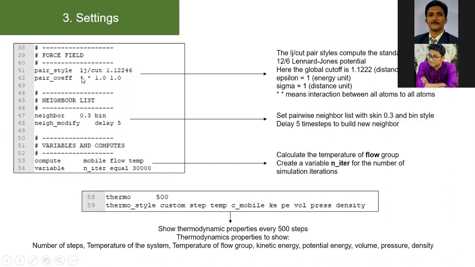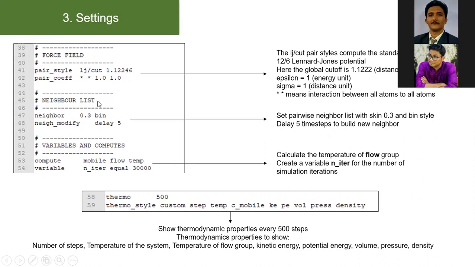Suppose you write here 1 and 2, then the pair coefficients will work only on type 1 and type 2 atoms. But when I'm writing star, that means it will work on all 3 types of atom with all 3 types of atom. So each has a value of 1 1 with each atom. The first value is the epsilon value, and the second value is the sigma value, which are the parameters of Lennard-Jones.